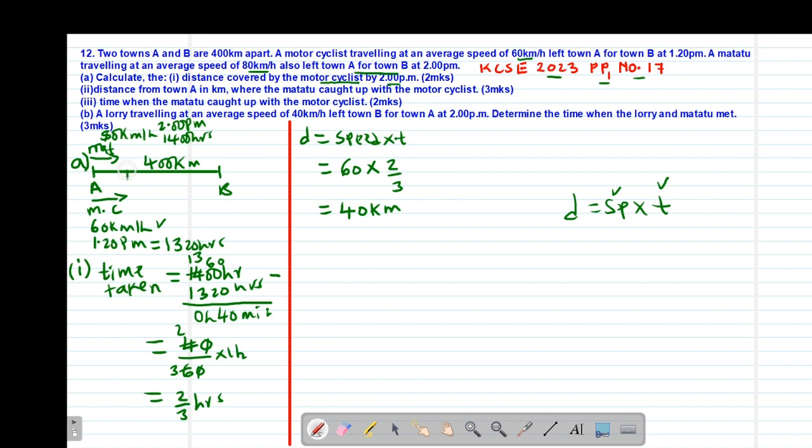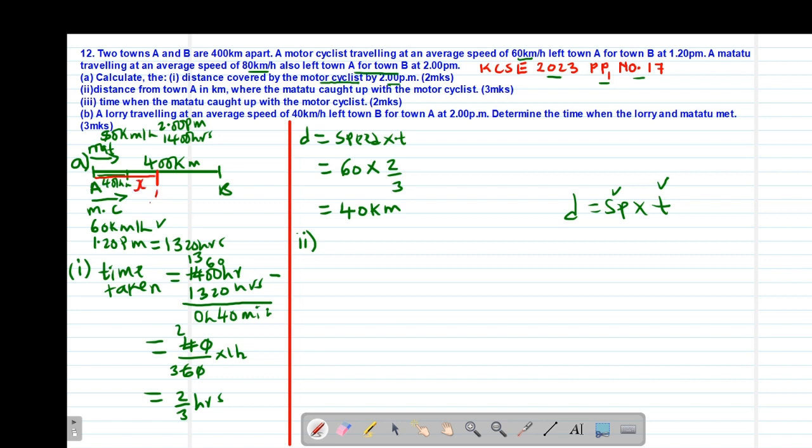So we assume up to 40 kilometers they had traveled up to this point. So this is the 40 kilometers. Then we move to part A, Roman 2 of the question. So Roman 2, they want us to compute the distance from town A in kilometers where the Matatu caught up with the motorcyclist. Therefore, if I assume that these two met at this particular point, I'm going to let that distance from town A to the meeting point be x.